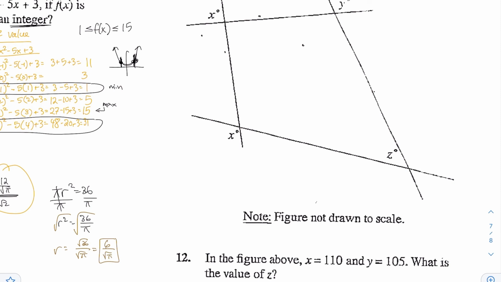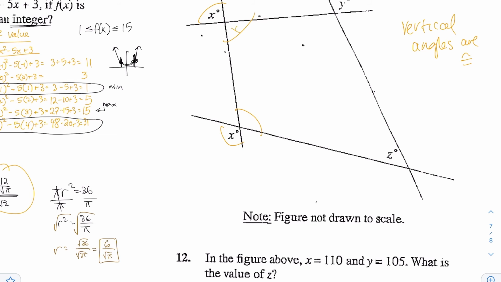Right, next for number 12, in the figure above, x is equal to 110 and y is equal to 105. So what is the value of z? So here we have to use a lot of vertical angles, or opposite angles. Vertical angles are also known as opposite angles, and they're called that because they have to be equal. Vertical angles are congruent. So since they're congruent, we can actually fill out the 4 angles in this quadrilateral.